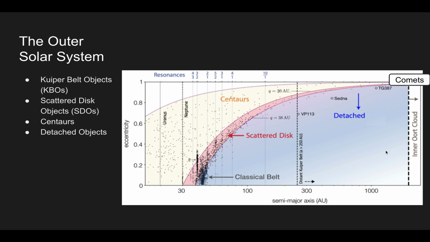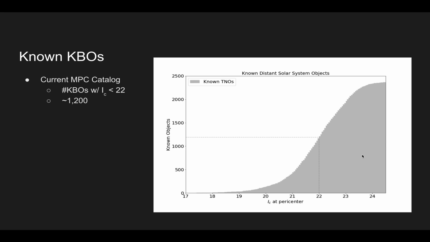So these are the semi-major axes and eccentricities of the objects that I'm going to be talking about during the rest of the talk. And to give you some understanding of the magnitude distribution of the objects that we currently know about, that we're going to be trying to find, the Kuiper Belt objects that we currently know about have a magnitude distribution as plotted here.